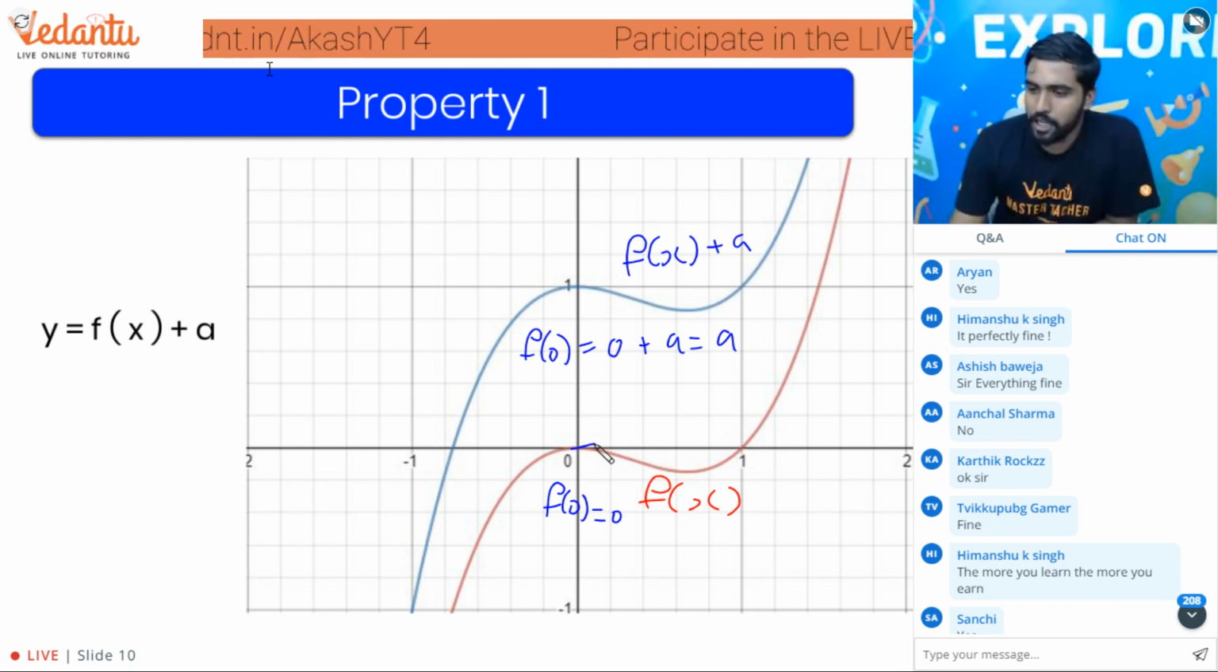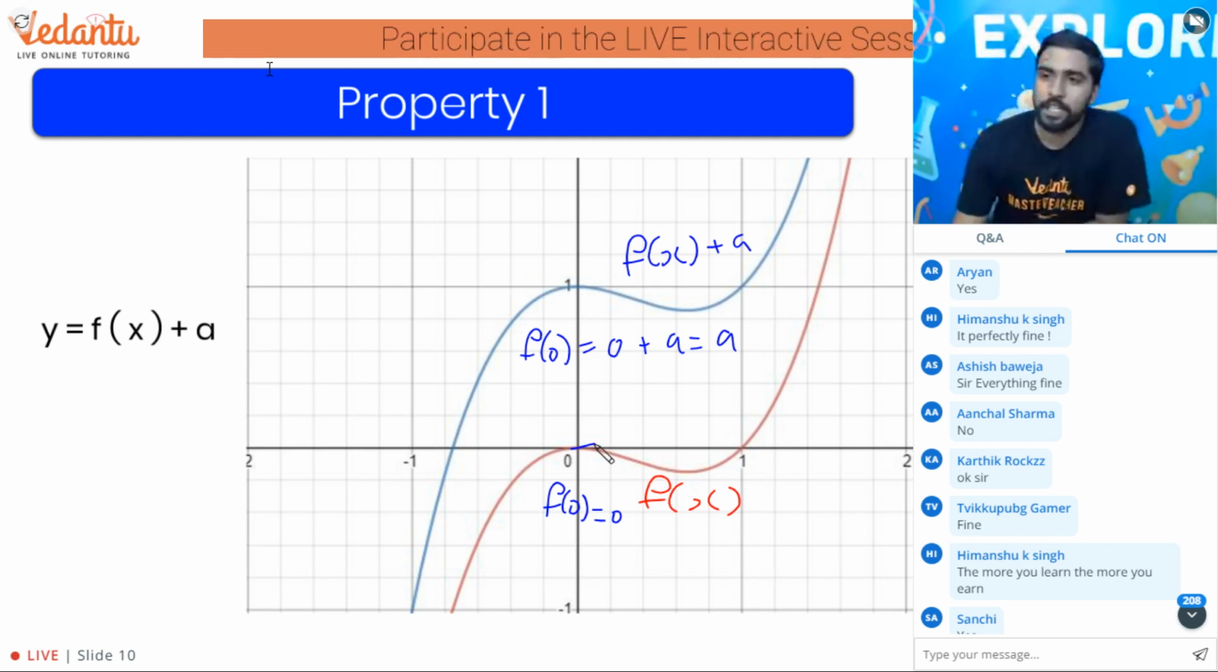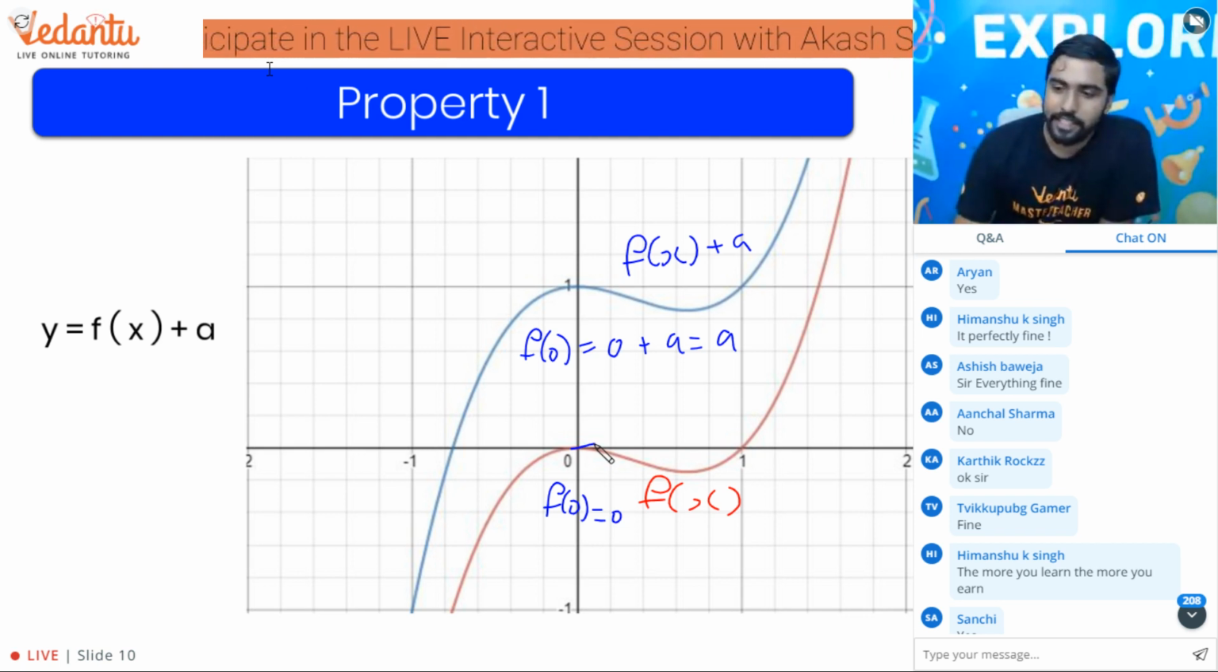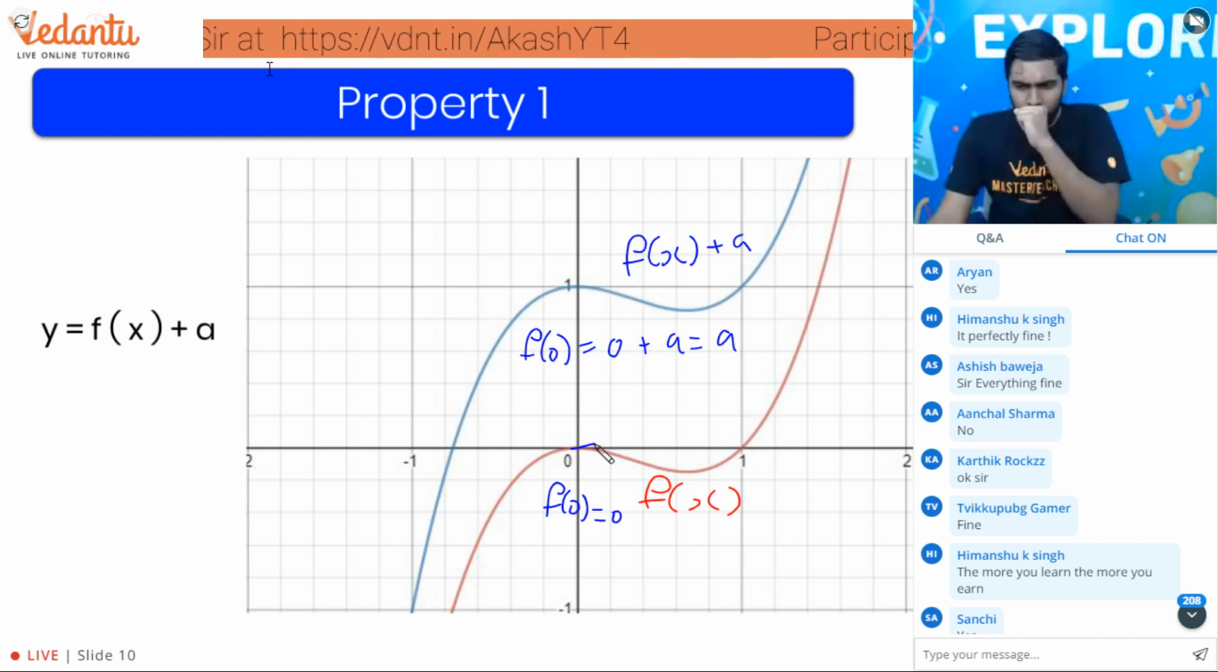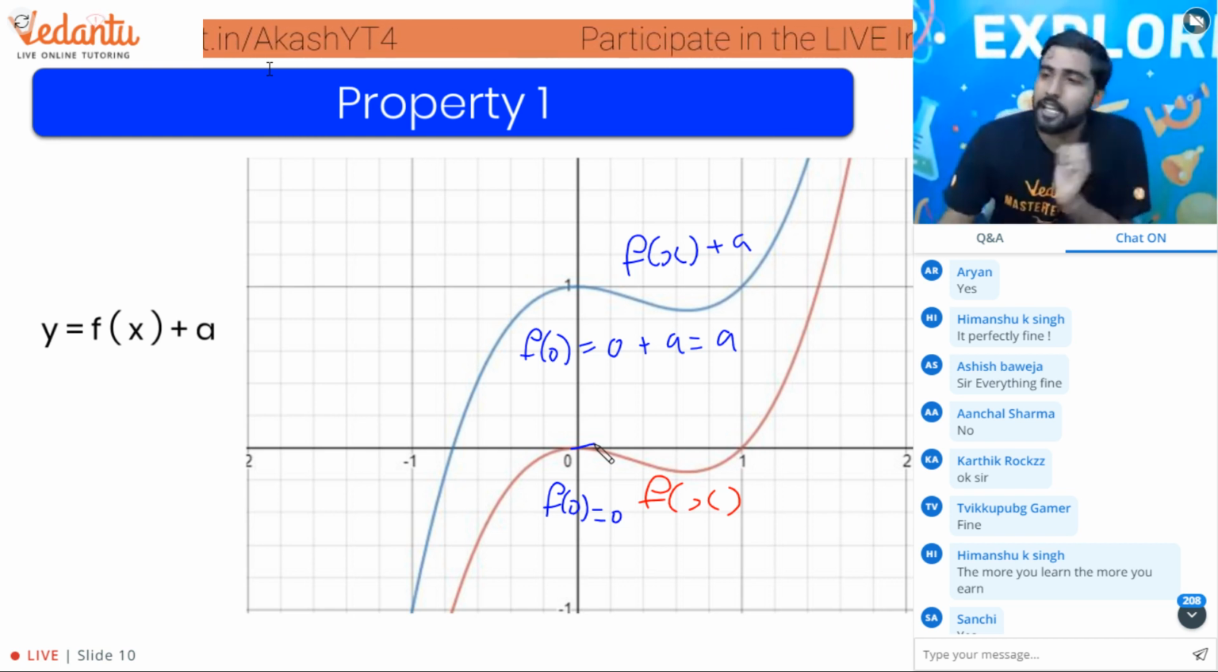Four into half into base into height. Yes, you can use that as well, Pinaki. Correct, absolutely correct. Yes, this is the graph of sin x. Wonderful. So this is the graph of sin x.